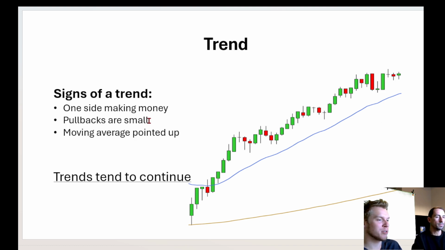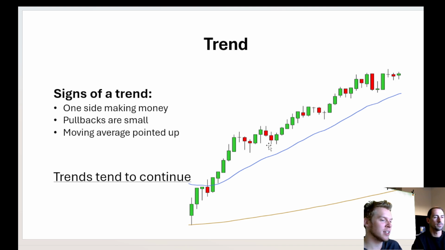Signs of a trend: pullbacks are small. We only have several bearish candlesticks through here, and like I said, there's not much chance for the bears to make money. People shorting aren't really making money, so it's very one-sided. Another sign is the moving average is pointed up. We're going to talk about the moving average later and explain what it is. But basically, it's these two lines I have on the chart, blue and yellow. We can see it's pointed upwards, sloped diagonally upward.